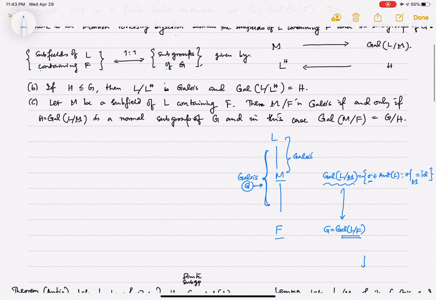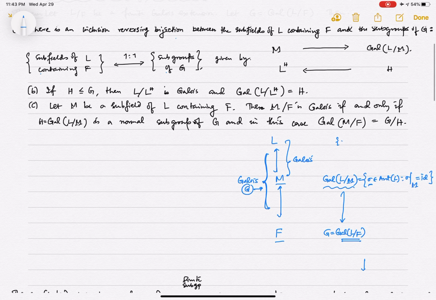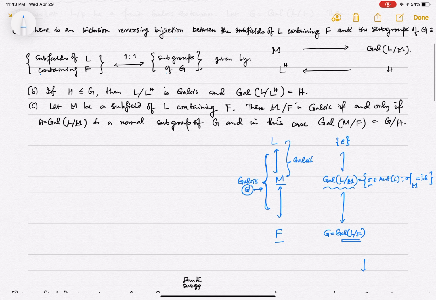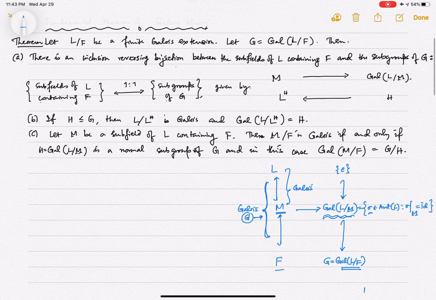And on the field theory side, as you go up, things get bigger. So F is included in M is included in L. And similarly, L corresponds to Gal(L/L), which means automorphisms of L that fix L pointwise. There's only one such automorphism, the trivial automorphism. So this is just the trivial subgroup. That's one arrow. You gave me a subfield, I gave you a subgroup of the Galois group. Let's call that phi. Oh, I want to call that gamma.